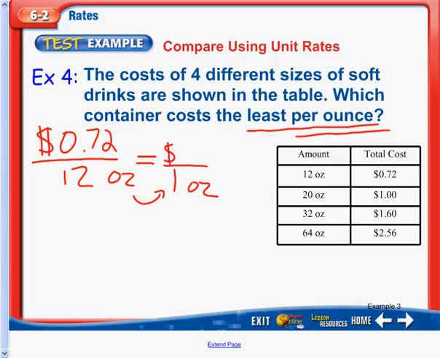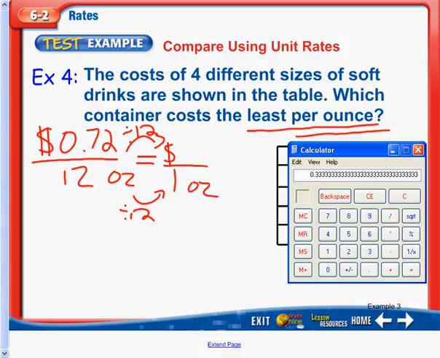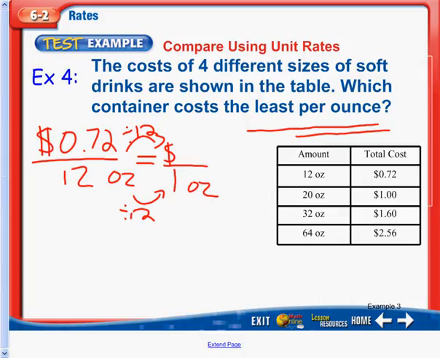So we divide it by 12 here. We also want to divide by 12 on the top. Again, you can use your calculator here. So bringing up our calculator, we have 0.72 divided by 12. And I have 0.06, so that would be 6 cents. So 0.06, so that's 6 cents per ounce.